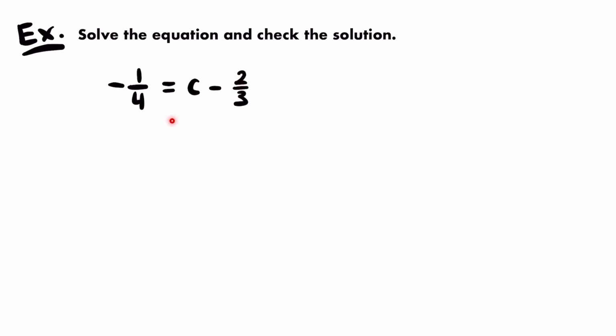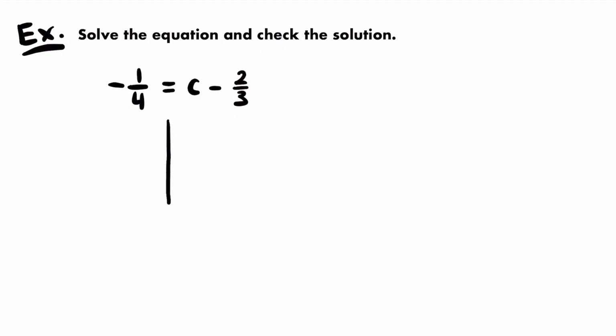Okay, so this is in the right form. And so our process remains the same. In order to solve for the variable, in this case c, we want to add the opposite constant to both sides of the equation for the constant term being added to that variable. In this case, that's negative 2/3. So what we want to do is add positive 2/3 to both sides of the equation. That will isolate c and help us solve the equation.